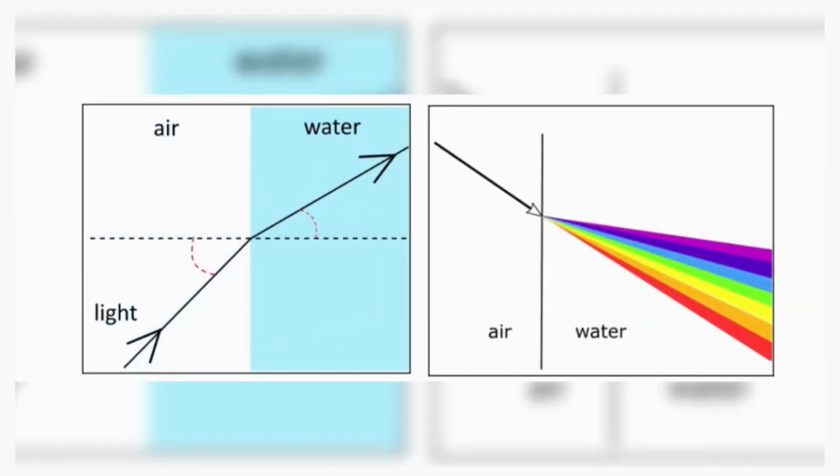Red has the longest wavelength among the visible colors, so it tends to bend the least. As a result, red appears on top of the rainbow. Violet has the shortest wavelength, it tends to bend the most. Hence, violet appears at the bottom of the rainbow. When there is a rainbow, we can see different colors in a spectrum because of this phenomenon.